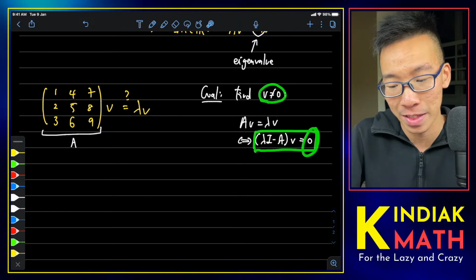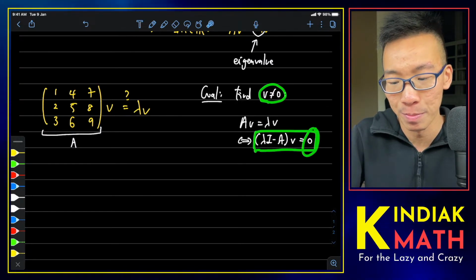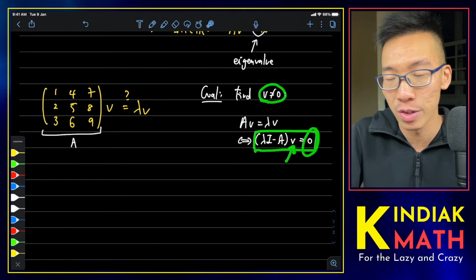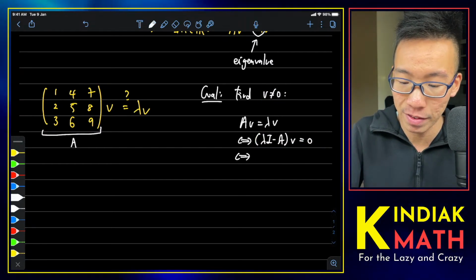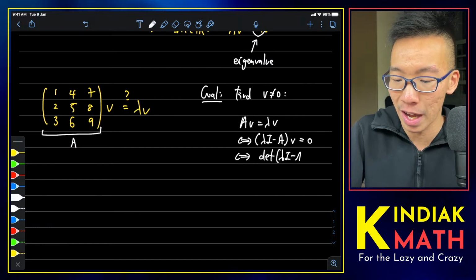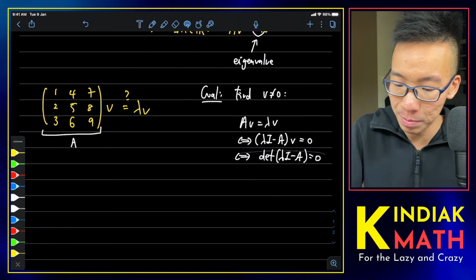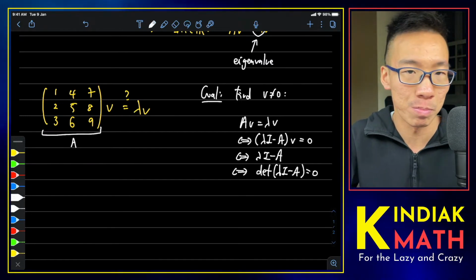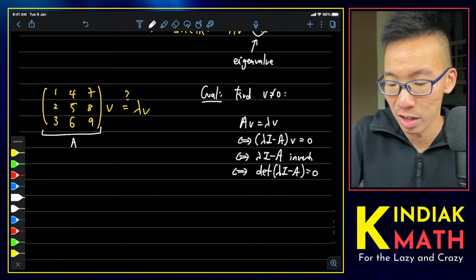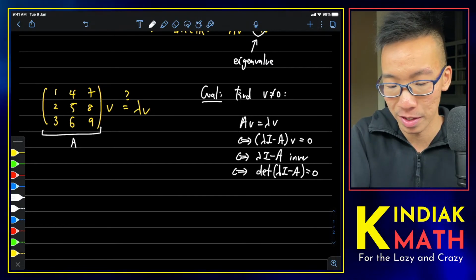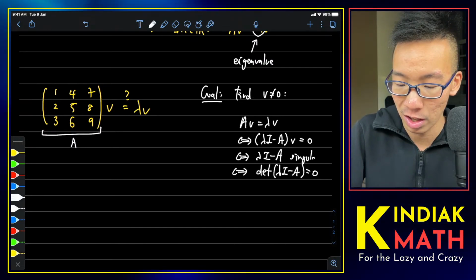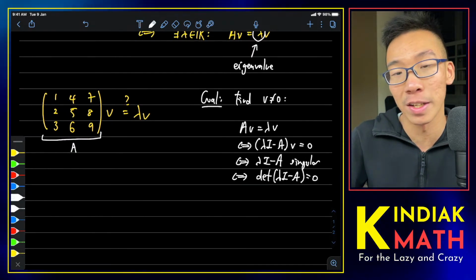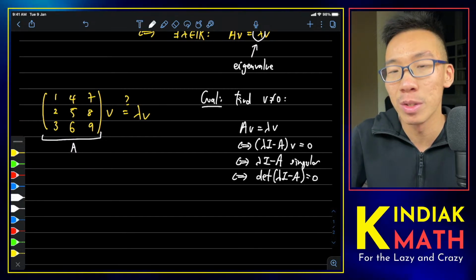That tells us that there's only one instance in which this is possible, because when we have a homogeneous equation with non-trivial solutions, we must have that the determinant of lambda I minus A is 0. Or, more fundamentally, we need lambda I minus A to be non-invertible. Sorry, it has to be singular. There we go. So you can use this algorithm to obtain the eigenvalue and use the eigenvalue to obtain your eigenvector.